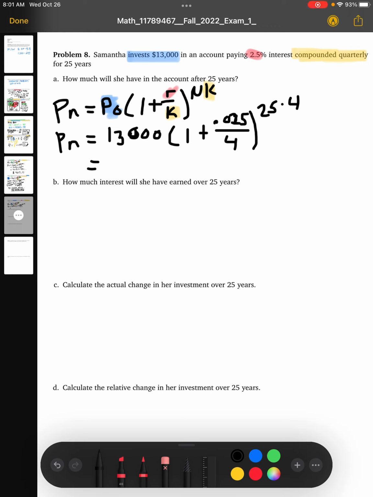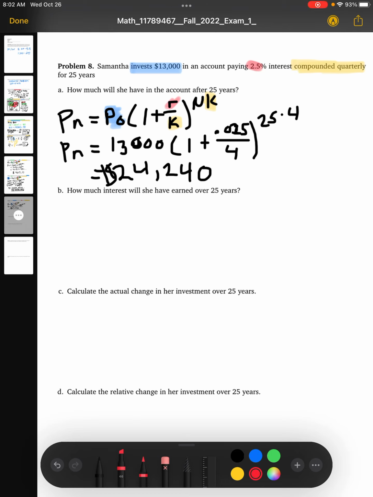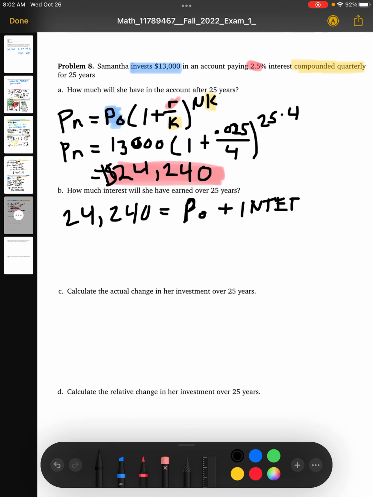For part B, a lot of us tried to calculate an interest formula to figure out how much interest she will have earned over 25 years. But you have to take a step back and use your critical thinking here, right? The total amount that she has, this 24,000 here, that's her initial investment plus her interest, right? So I can say that $24,240, that's her initial investment, her PO, plus her interest that she's earned.